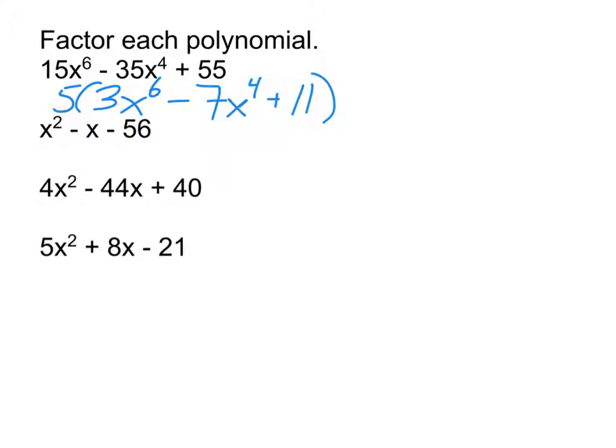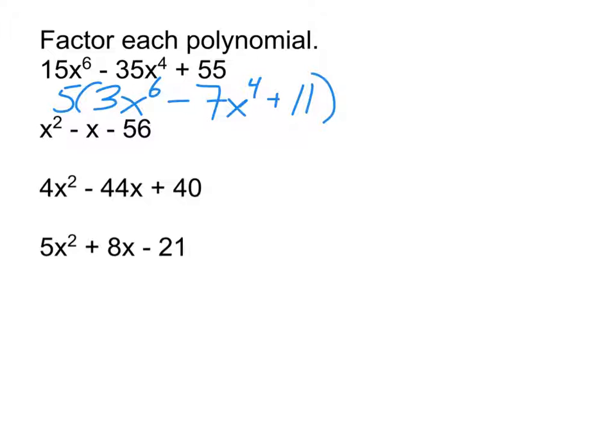And then we double check to make sure that we factored out the biggest thing. 3, 7, and 11. Nothing I can divide all of those by. And I do have x's in 2 of the terms, but not the last term, so I cannot pull any x's out. So yes, that is then as good as we can make it. That is completely factored there.